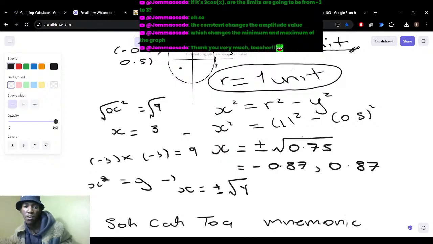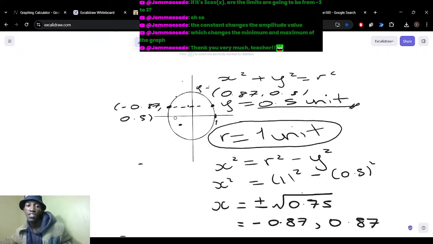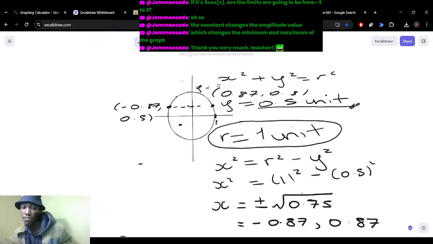So when we solved our equation, we found that it gives us a value x on this point, and also a value x on this point, since these 2 points share the same y value, which equals 0.5. However, they have different x values: for this one it is negative 0.87, and for this one it is 0.87.